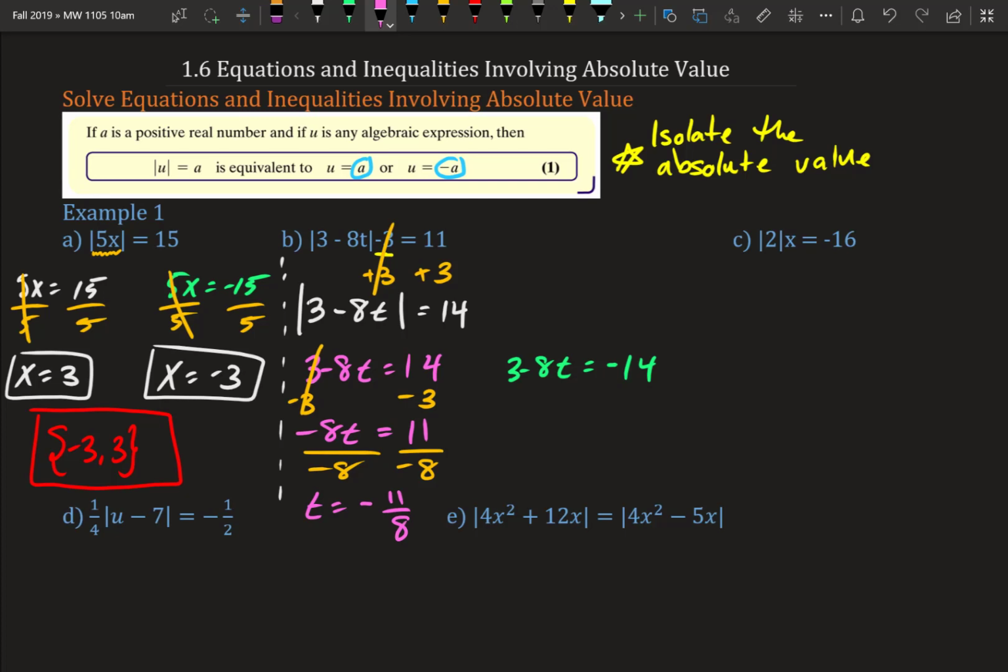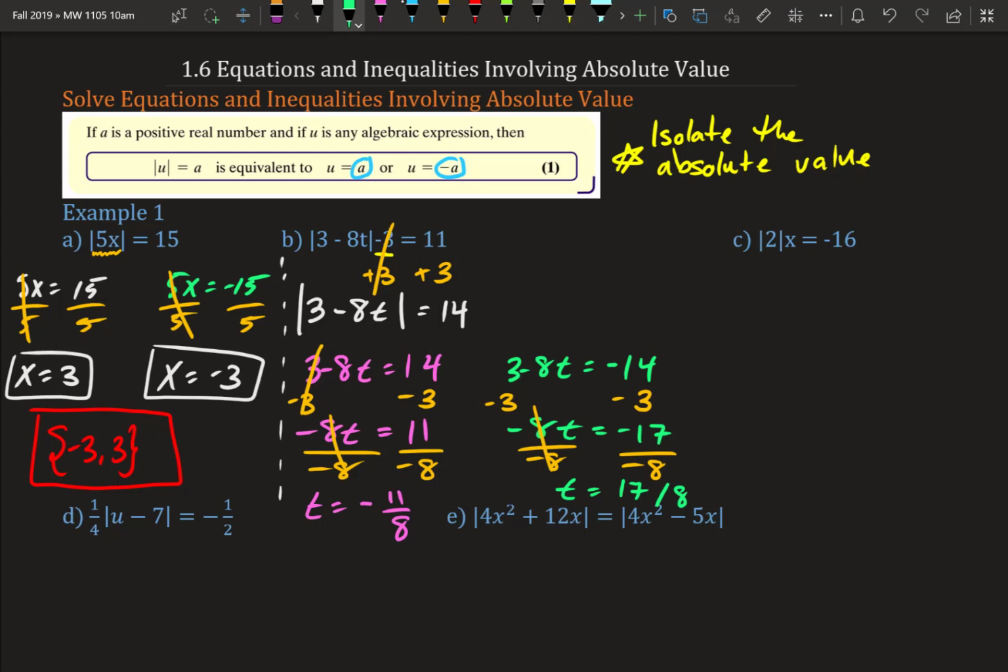It does not matter where the negative goes. Top, bottom, middle, it just means the fraction is negative. Alright, let's solve our green one. We're going to do the same exact thing. We're going to subtract 3. And when we do, we're left with negative 8t equals negative 14 minus 3, which is negative 17. And then we're going to divide by negative 8. So we now have t equals positive 17 over 8.